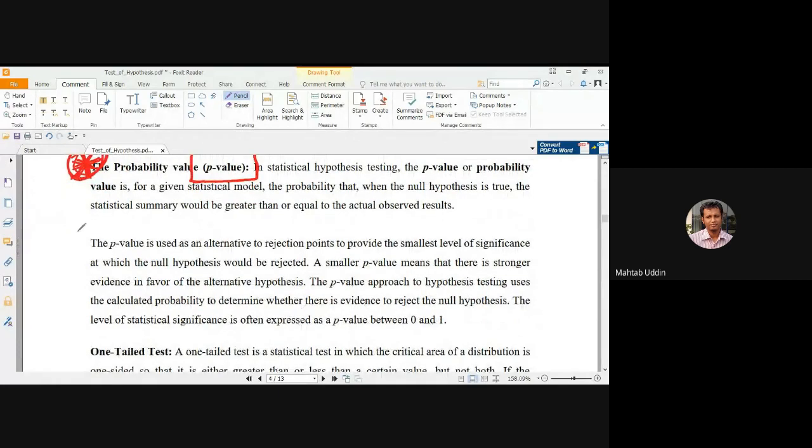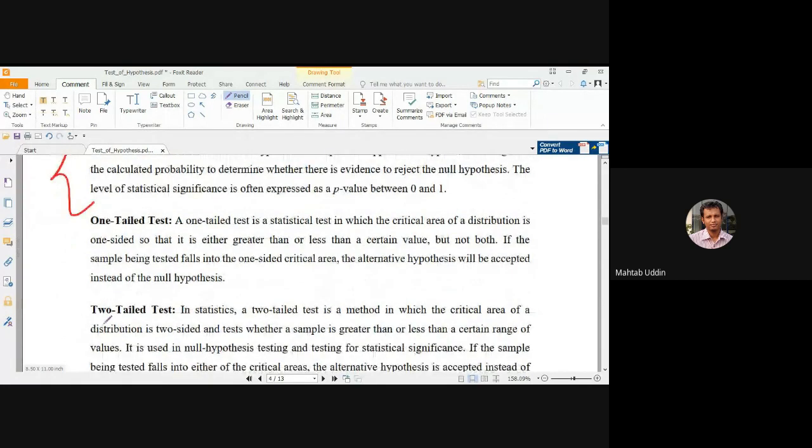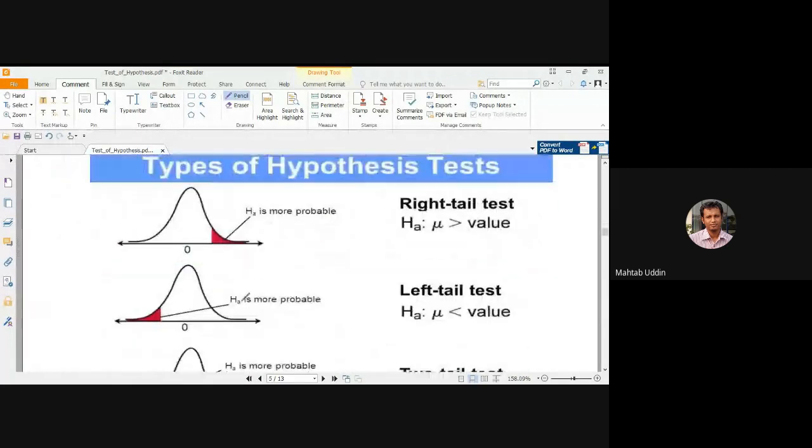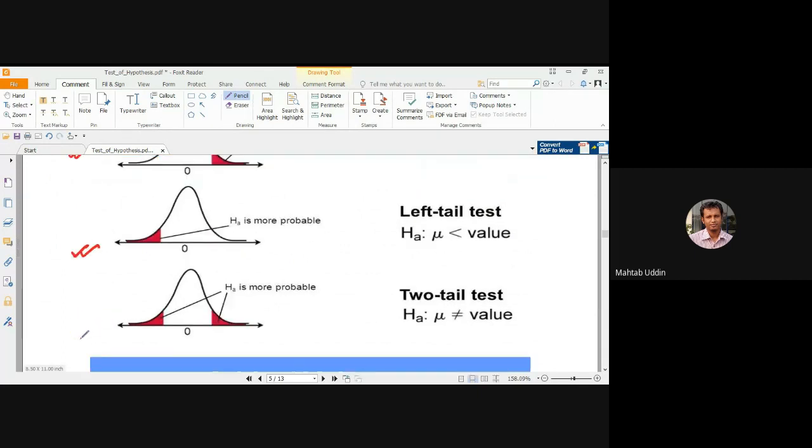Now, one-tail test and two-tail test, the last topic for today. Sometimes the problem is on one side, sometimes the problem is on two sides. Like this, you can see in this problem it is one side. Here the problem is two sides. So according to the requirement, the hypothesis can be one-sided or two-sided.